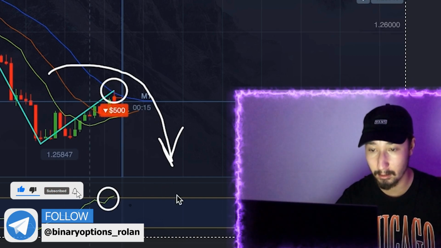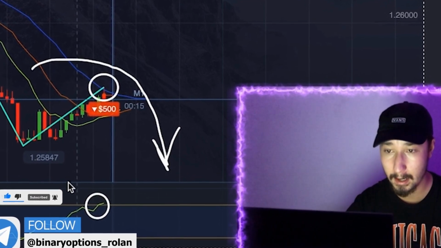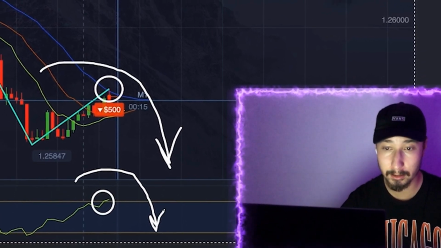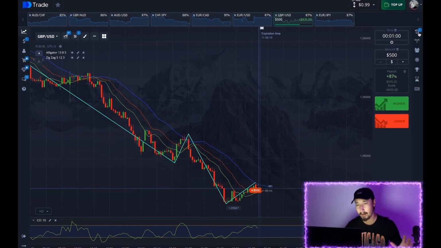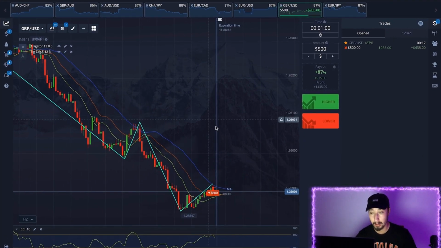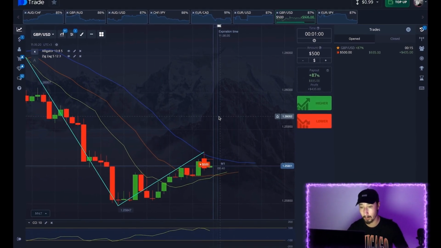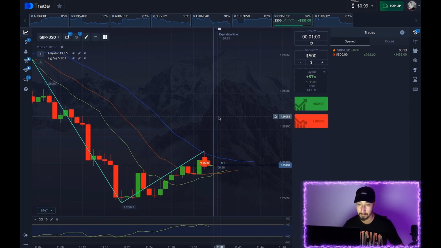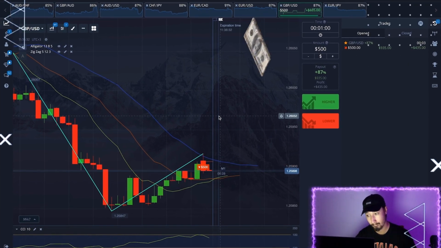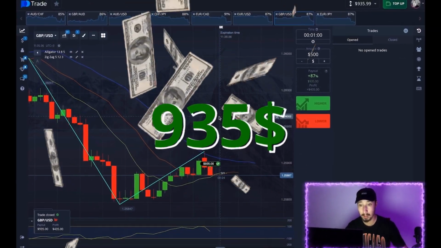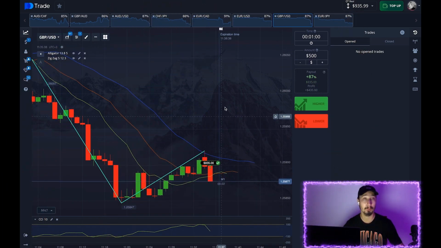Our oscillator is in the overbought area, as you can see. Respectively, all of our indicators indicate that the trade should be opened for a short. And let's look at the result of the second position. And of course our second position closed with a plus.